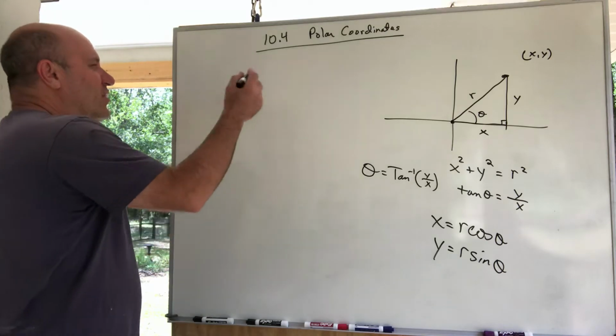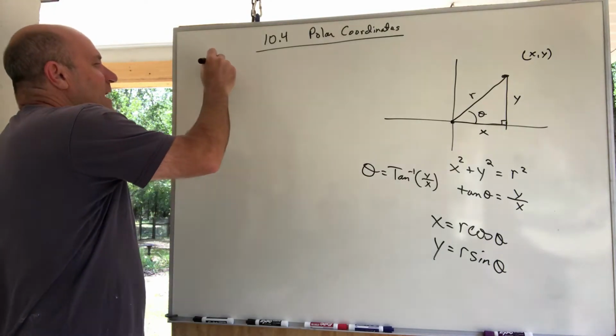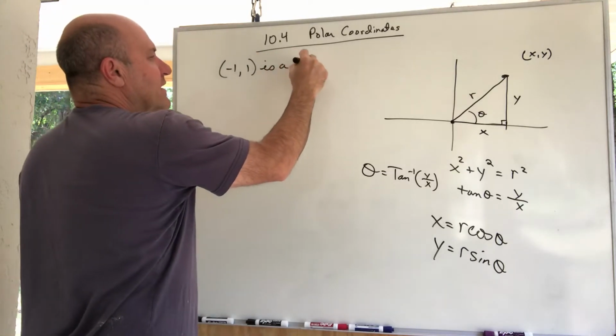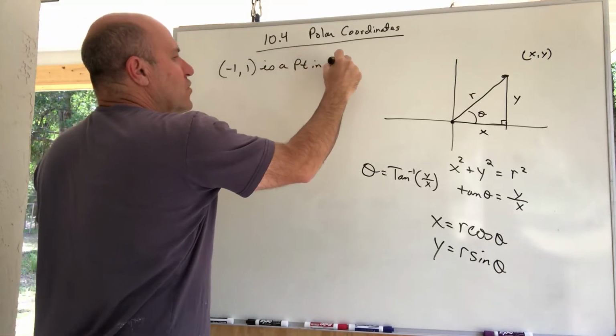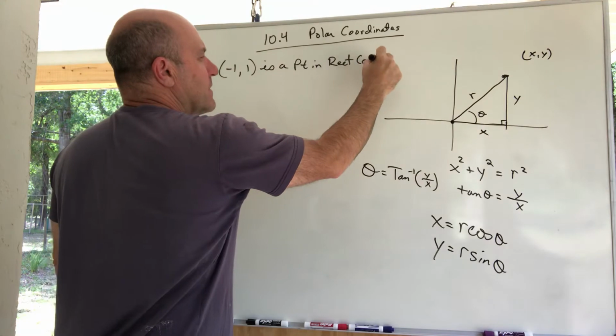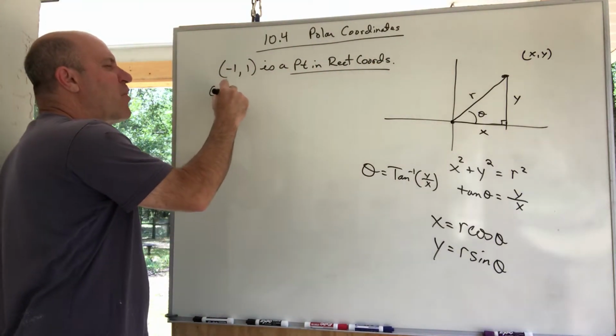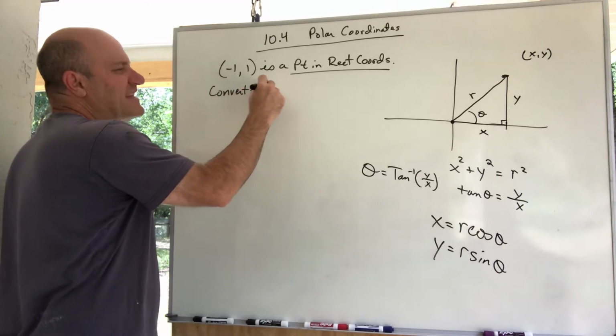So one of the, here's, we do this. Negative 1, 1 is a point in rectangular coordinates. Convert to polar. So I'm converting a point into polar coordinates. So that's pretty easy.